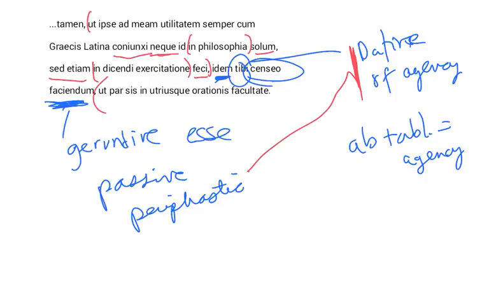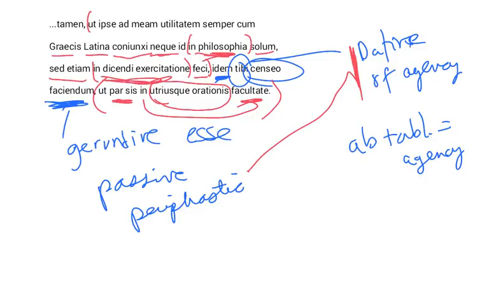Why? Ut par sis in utriusque orationis facultate. In order that, this is a purpose clause, you might be balanced, you might be equal in your ability, in facultate, of both kinds of public speaking, utriusque orationis. And what are both kinds? Well, it is the Greek kind and the Latin kind, or perhaps more precisely, the philosophical kind in philosophia and the oratorical kind.